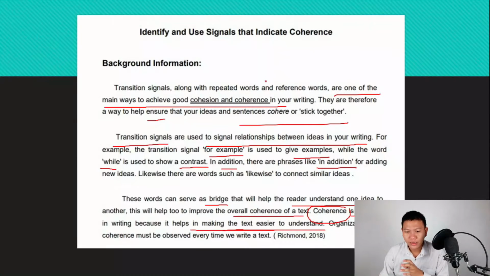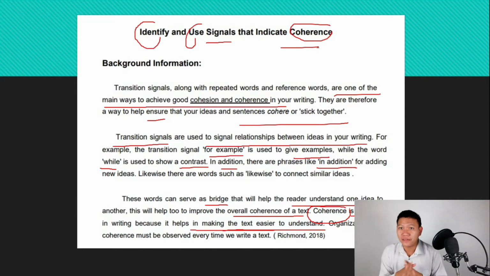Alright, let's continue now. So our lesson will be about how to identify and use signals that indicate coherence. So let's try to chunk the title so that you will understand the topic better. All you have to do now is identify. That means you will be familiarized and you will use signals. What are these signals? These signals are used to achieve coherence in your sentences or paragraph. So when we say coherence, it actually means putting together.